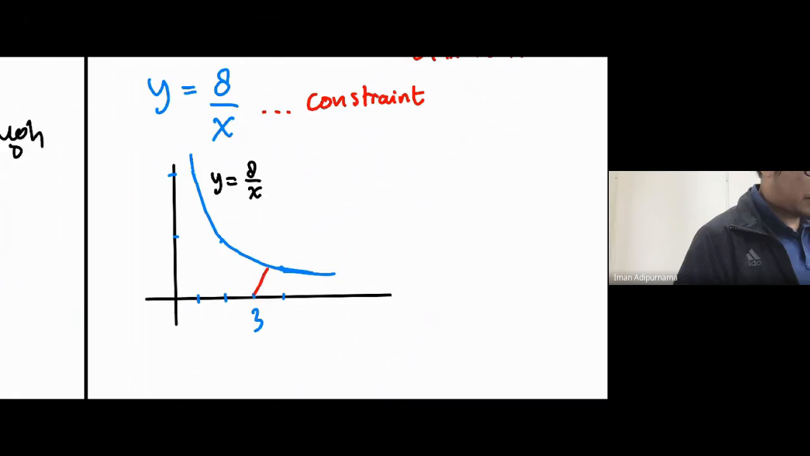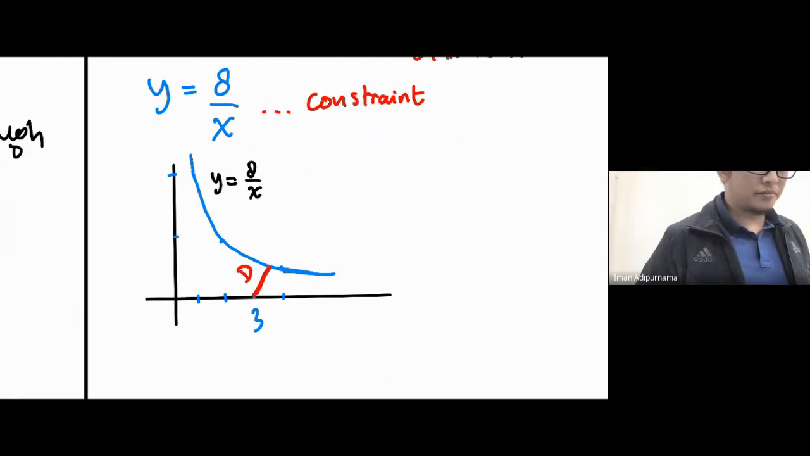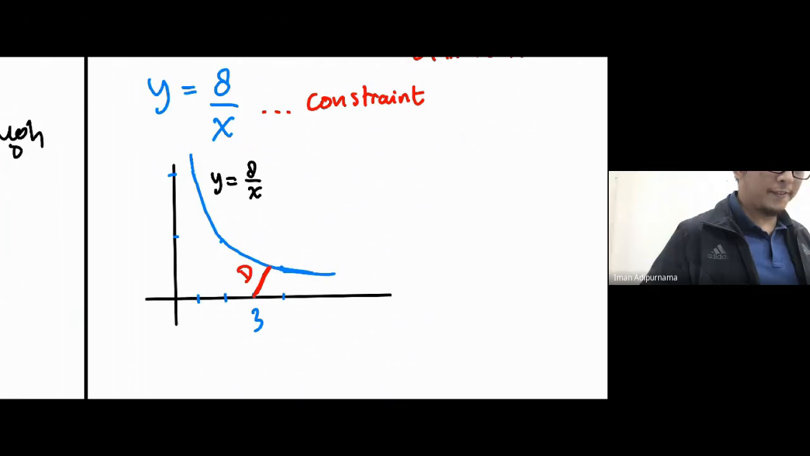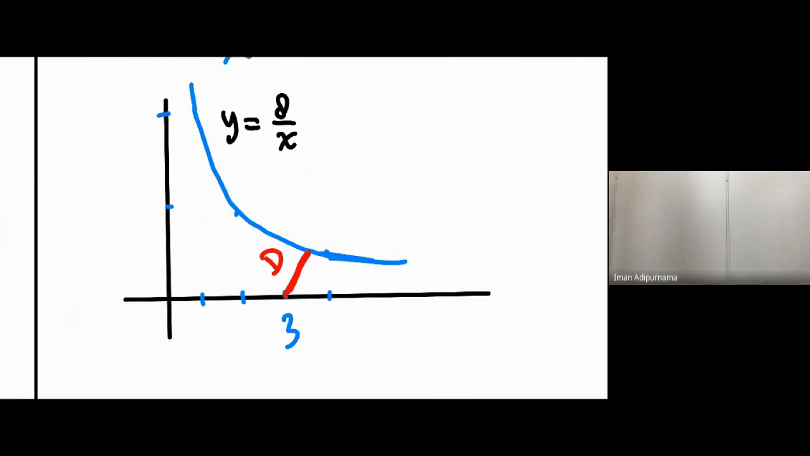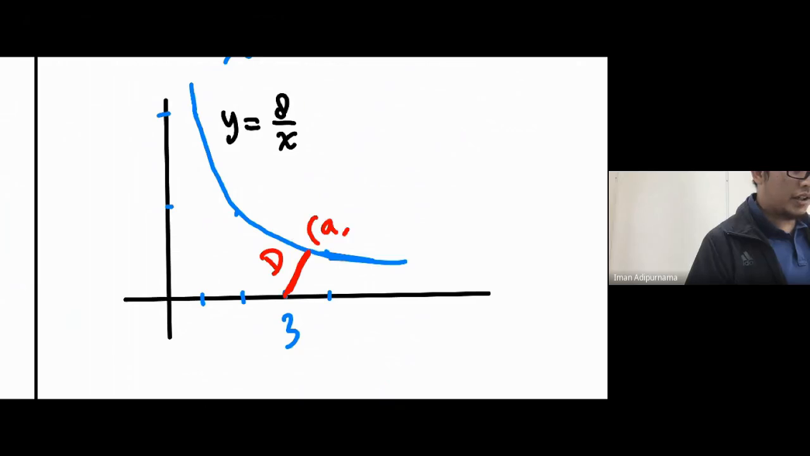So let's try to make a distance here. Let's say this is d, okay, the distance. And of course, if I make a line d here, at this point I will have another number here. Let's just say a, and then this is f(a). Or if you want to directly go, 8 over a. Okay?